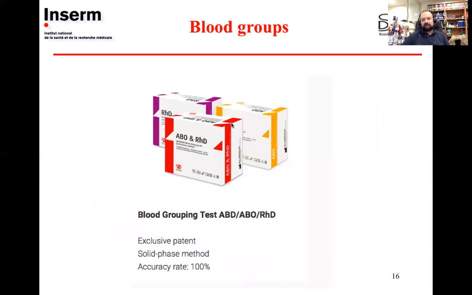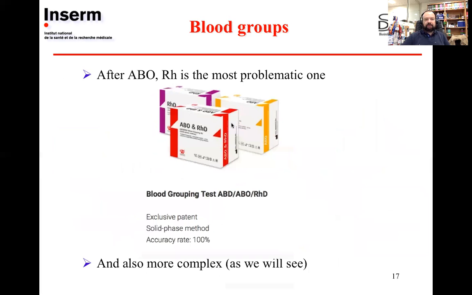Of course, there is a lot of tests when you have transfusions that must be done for ABO and RH, rhesus RHD systems. After ABO, RH is the most problematic one, and also is more complex, because you have seen ABO, we have 4 groups. With RH, we will see it's quite more complicated, sadly.